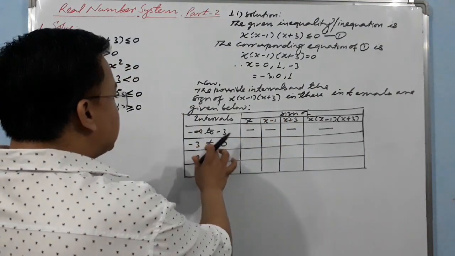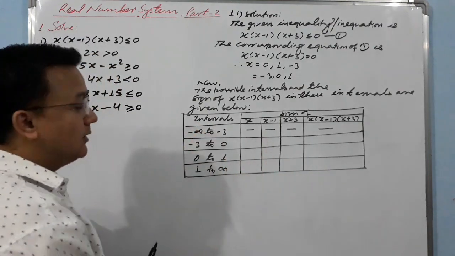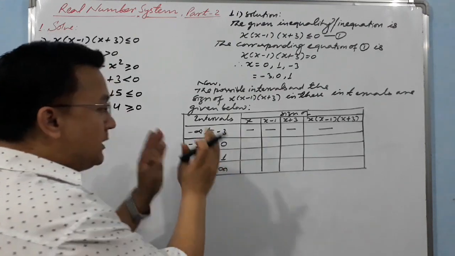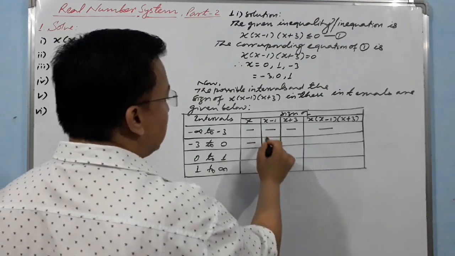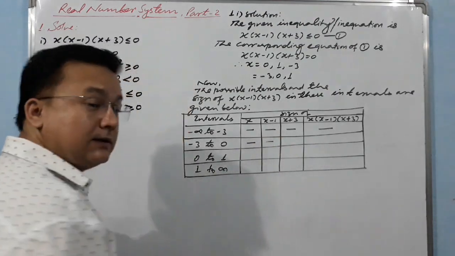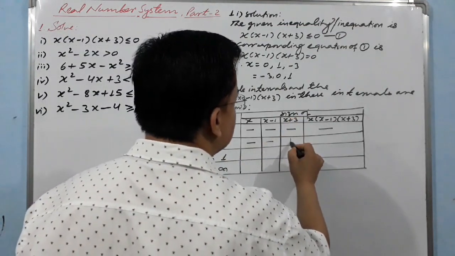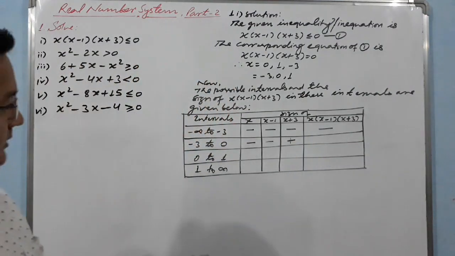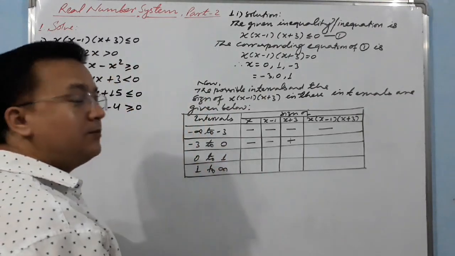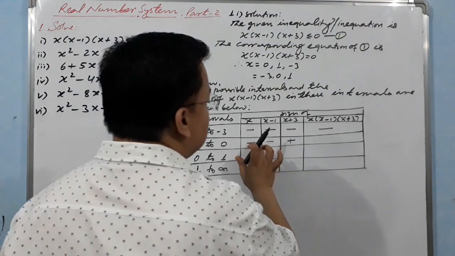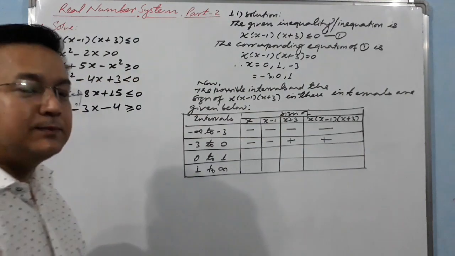Now minus 3 to 0. Any number you can choose, I can take minus 1. It doesn't matter, but it must be between 0 and minus 3. Minus 1 is negative. For x plus 3, minus 1 plus 3 means plus 2, so you will get a positive sign. With any number you check, you are going to get positive here. Negative into positive, positive into positive, so your final sign is positive.